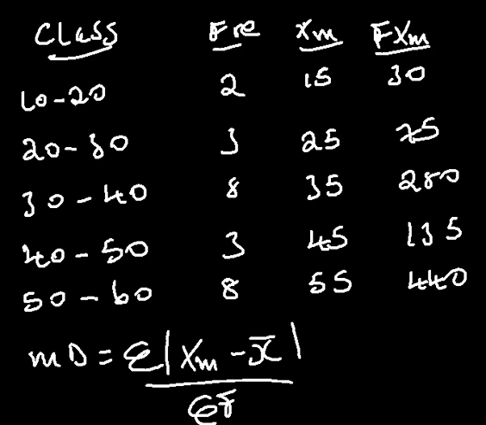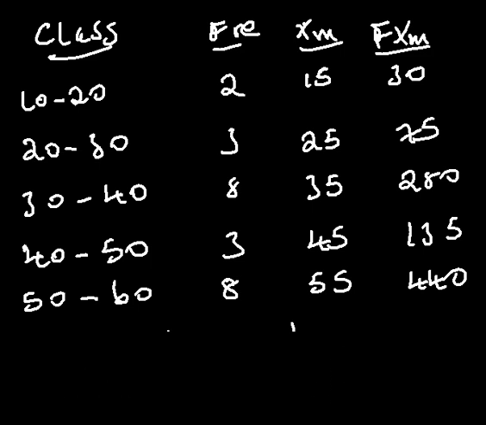And as the formula itself suggests, we'll have the summation of the frequency. That will be 2 plus 3, that is 5, and 5 plus 8, that is 13. 13 plus 3, that is 16. 16 plus 8, that is 24. So we have here 24.